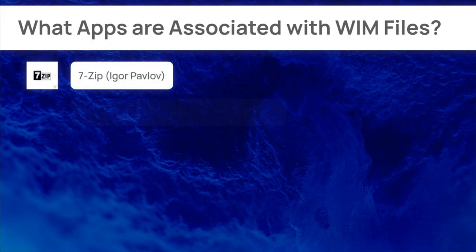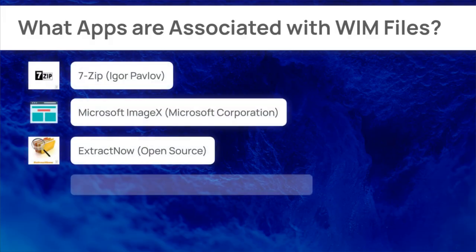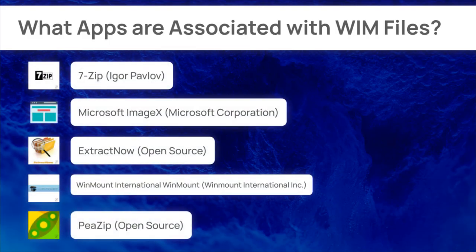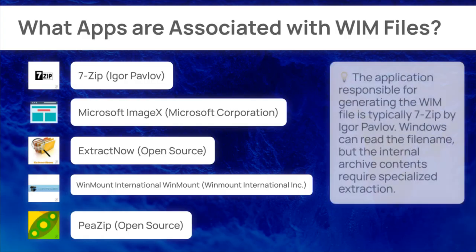Your first application to test with WIM should be 7-zip from Igor Pavlov. Windows will not display the file's internal directory without a specific utility. Windows can't read partitions inside the image, so specialized tools must interpret its contents.